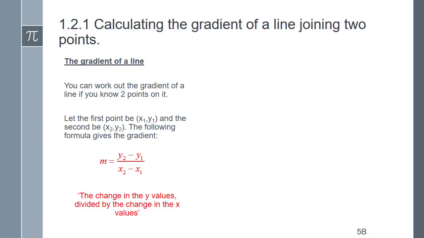So if we've got 2 points, we call the first point x1, y1, and the second point we will call x2, y2. And this little formula here, m equals y2 minus y1 over x2 minus x1, is how you find the gradient. The gradient is m, it's the change in y divided by the change in x. It's a formula that you need to remember.